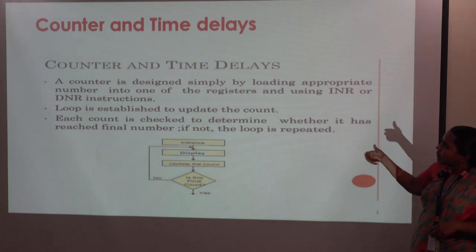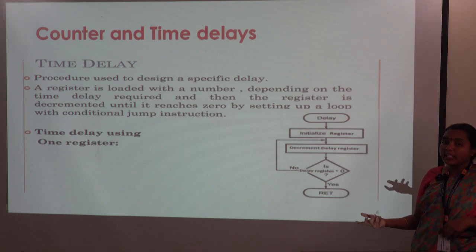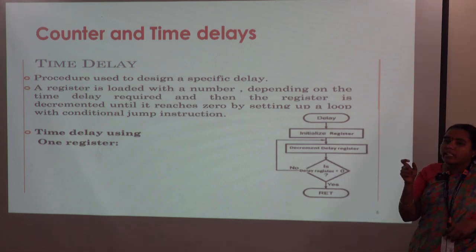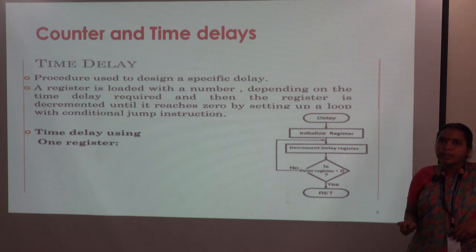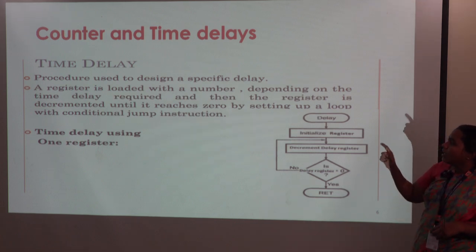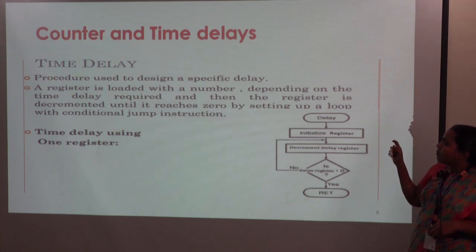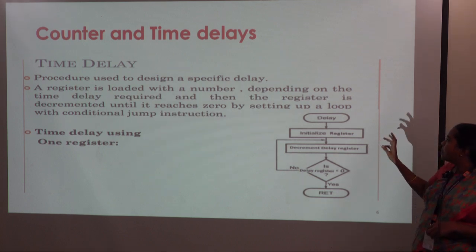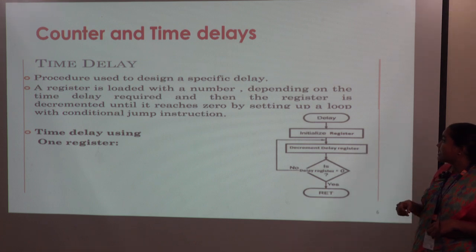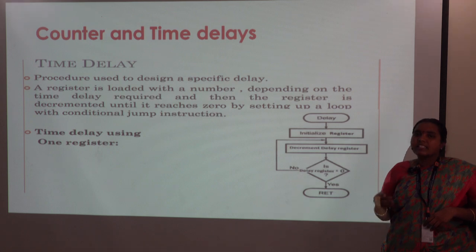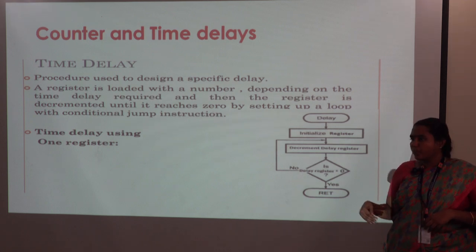Okay. Next one is the time delay. Time delay is used for delay calculation for the entire program. This is the specific delay. The register is loaded with a number depending on the time delay required, then the register is decremented until it reaches 0. When it reaches 0, it exits from the loop.